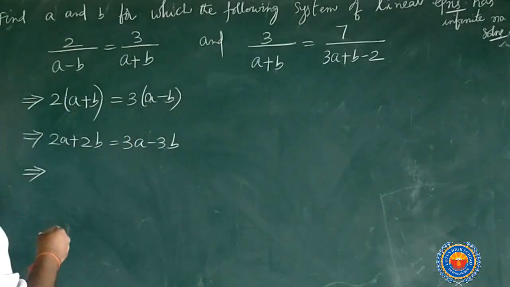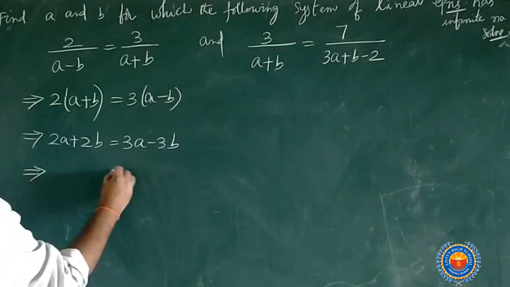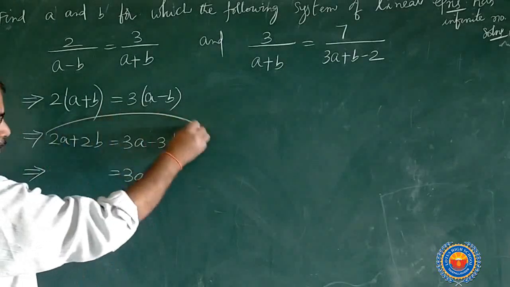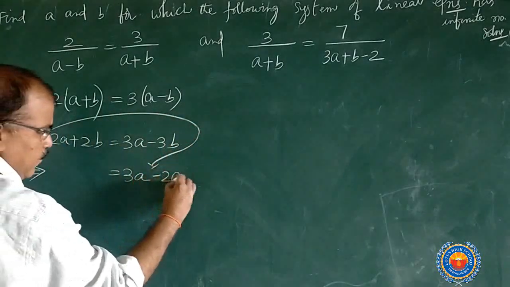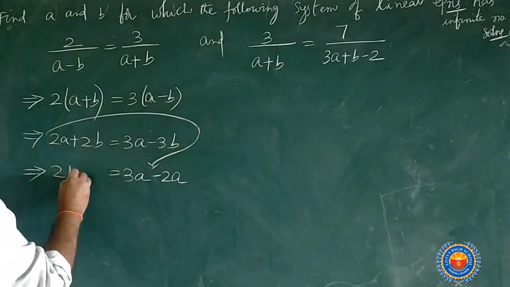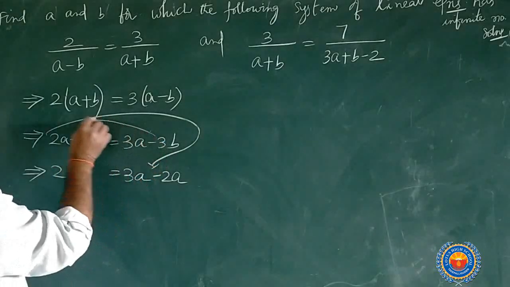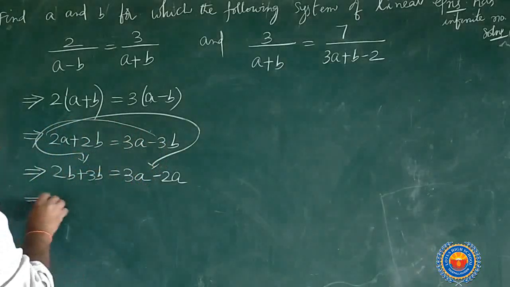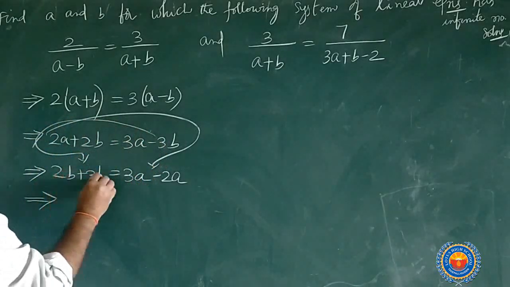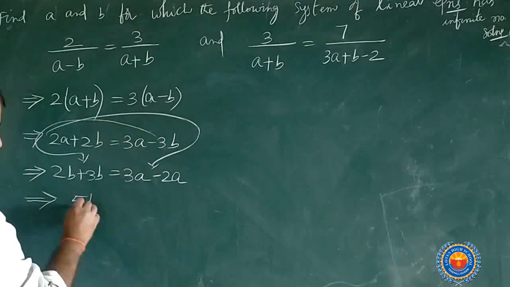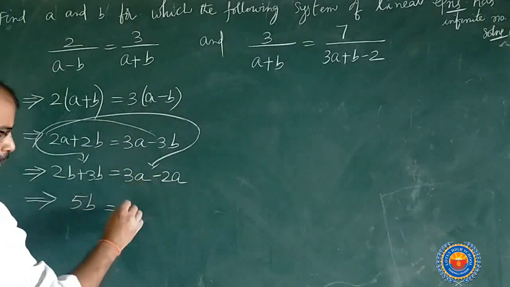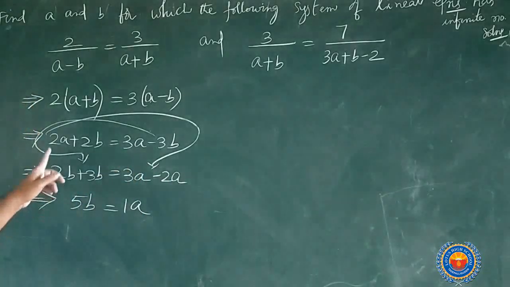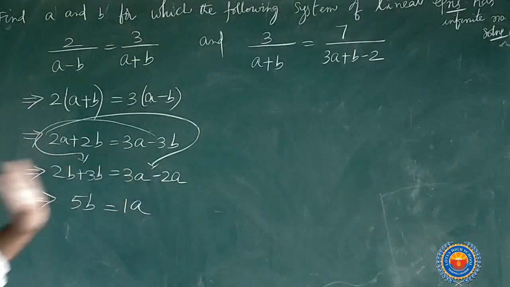That implies, this is 3A, this plus 2A will be transposed to minus 2A, this is 2B, this minus 3B will be transposed to plus 3B. Finally, 2B plus 3B, 5B is equal to 3A minus 2A, 1A. So 5B is equal to 1A.